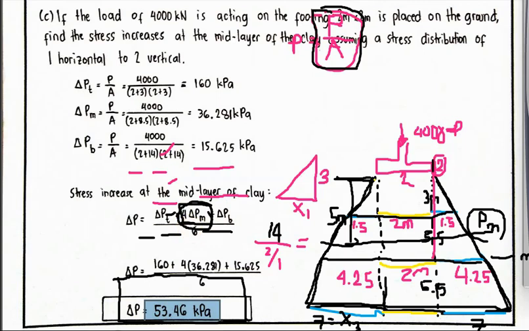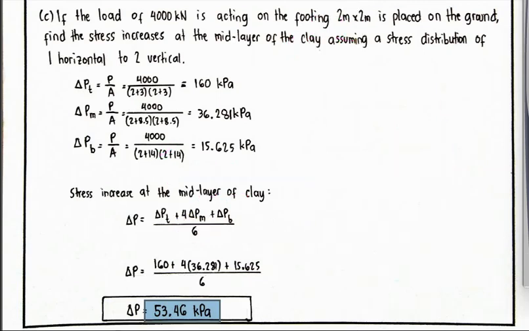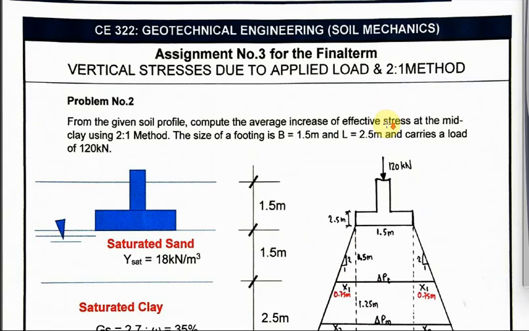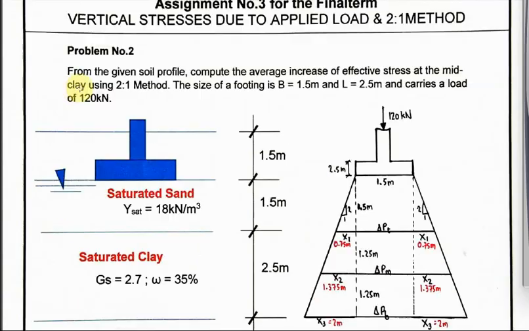Okay, next problem. The second, problem 2. Ikaw na ni siya, kaya na yung footing. So, muna yung base, muna yung height sa footing. From the given soil profile, compute the average stress increase of the effective stress at the mid-clay using the 2:1 method. So, diri gapon, mid-clay, diri. So, katunga niya is 2.5 divide 2, na kay 1.25.